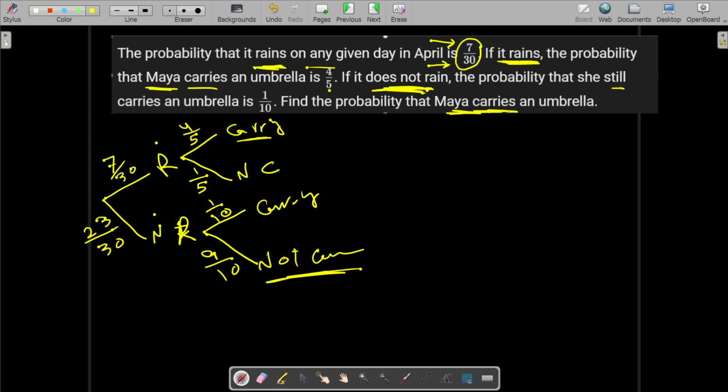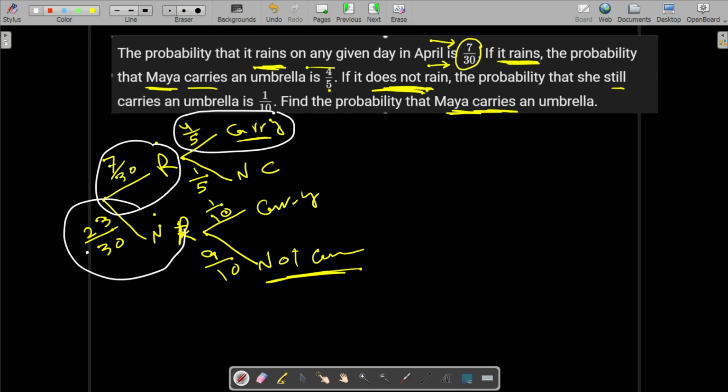Maya carries an umbrella in two cases, either raining or not raining. So we are going to focus here. If it's raining and carrying an umbrella, or it's not raining and also carrying an umbrella. And as we said, or means plus. Let's take a look here at the first part, raining and carrying umbrella.